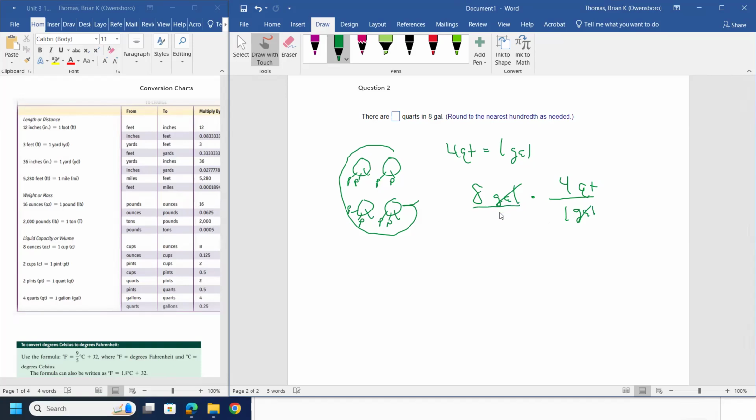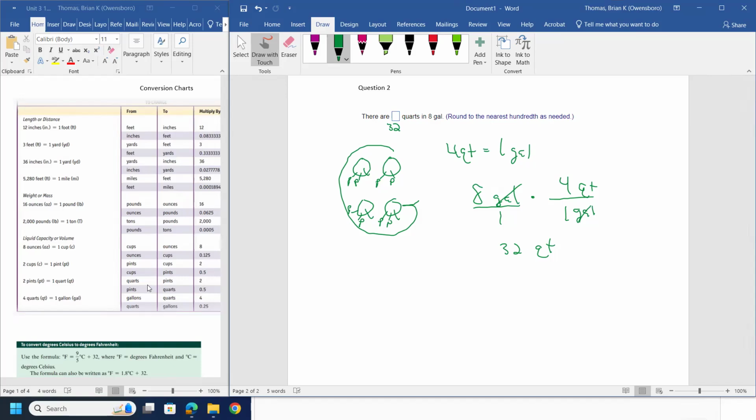I can also put this over 1. So in fraction math, we just multiply straight across. That's going to be 8 times 4, which is 32. And as we did a minute ago, 1 times 1 is 1. So 32 over 1 is just 32. So it's going to be 32 quarts. So our answer here is that there are 32 quarts in 8 gallons.